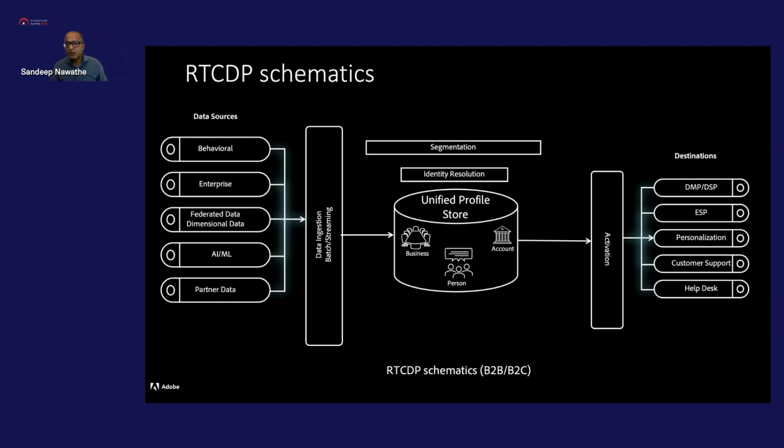On the right-hand side, you have a large number of destinations. Destinations are the places where these audiences are dispatched to. Typical destinations for the advertising side would be DMPs and DSPs. ESPs, which are email service providers, are where you're doing outbound email channels. You're doing personalization, which is typically web personalization, in-app personalization. These are the personalization channels. Customer support, help desk, there are operational situations where these audiences are being sent out.